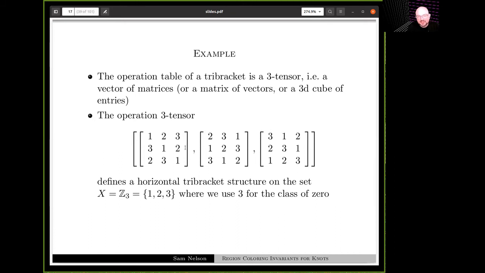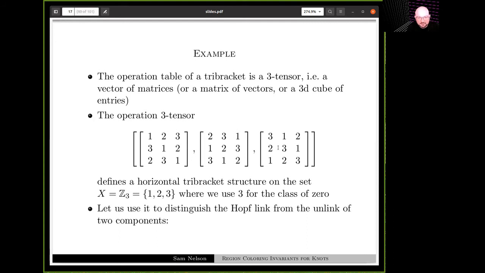You can check that this particular operation three tensor satisfies the horizontal tri-bracket axioms, where we're using the class of 3 for 0. You can interpret this as Z mod 3, but that's not really important for what we're doing right now. I want to use this to show you how to distinguish the Hopf link from the unlink of two components using this three tensor.